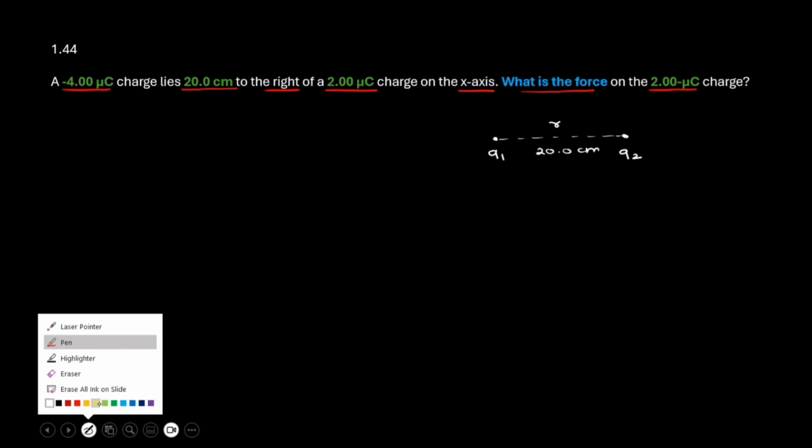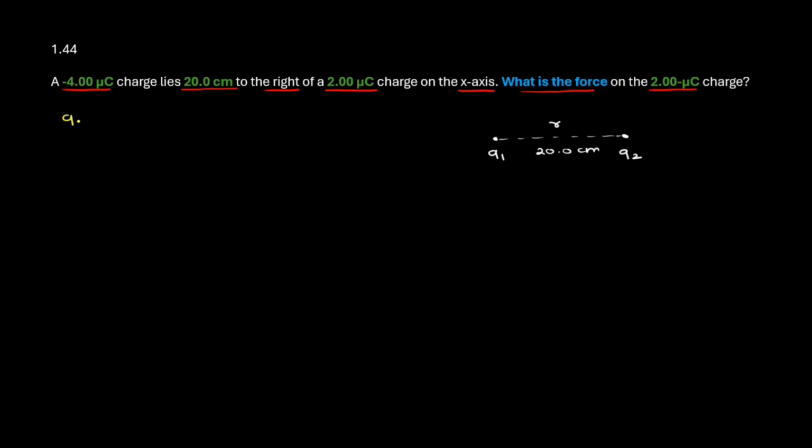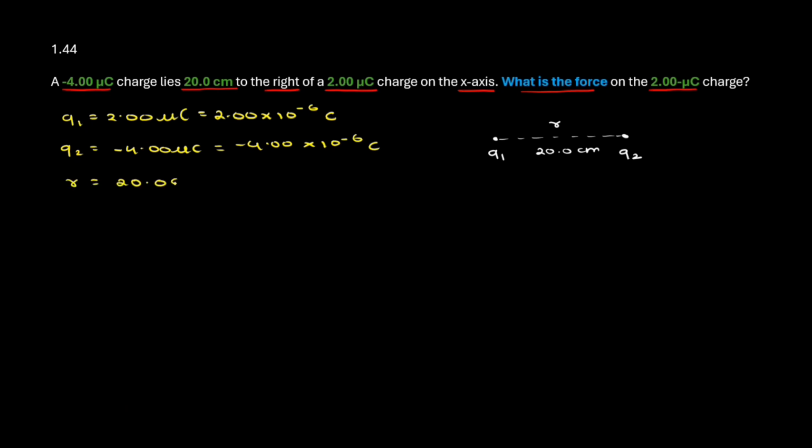So let's write down the magnitude of these charges. Q1 is 2 microcoulomb. The power of micro is 10 to the power negative 6. Q2 is negative 4 microcoulomb, so we rewrite this as negative 4 times 10 to the power negative 6 Coulomb. And the distance between them is R, which is 20 centimeter. We divide this by 100 to write the distance in meter, so you get 0.2 meter. And we need to find the electrostatic force between them.